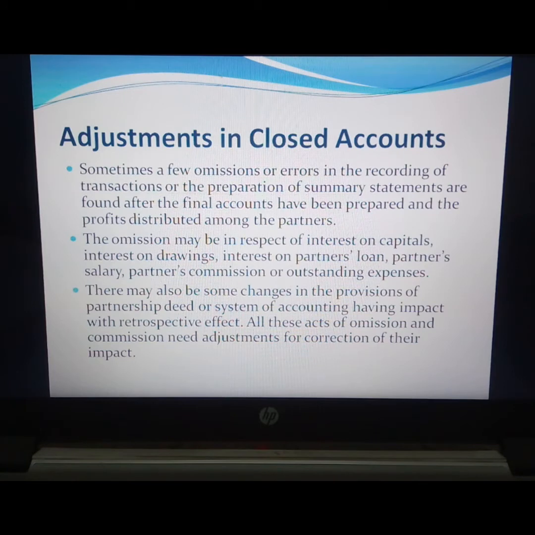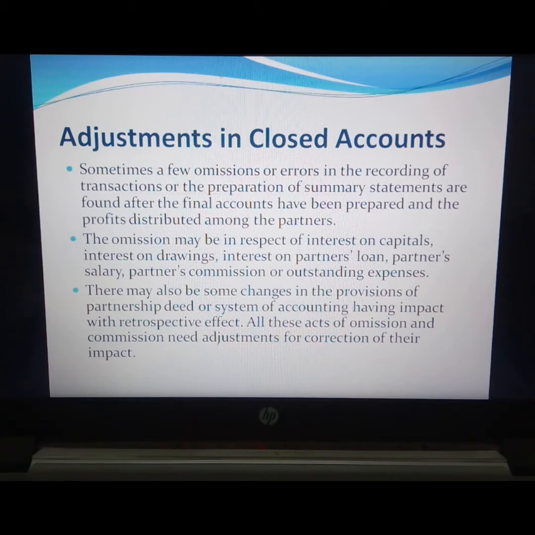Sometimes a few omissions or errors in the recording of transactions or the preparation of summary statements are found after the final accounts have been prepared and the profits duly distributed amongst the partners. Now, this omission may be in respect of different things such as interest on capitals, interest on drawings, interest on partner's loan, partner's salary, partner's commission, or even outstanding expenses. Let's take an example for this.